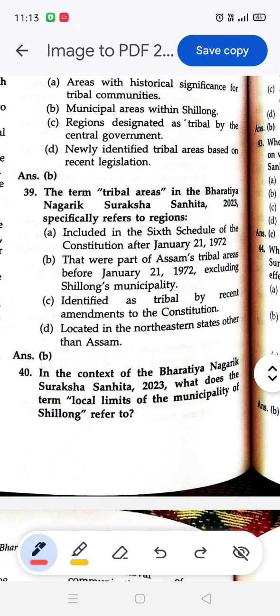Let's continue from 39. The term tribal areas in BNSS 2023 specifically refers to the regions. Correct option is option B, that were part of Assam tribal areas before January 21, 1972, excluding Shillong's municipality.